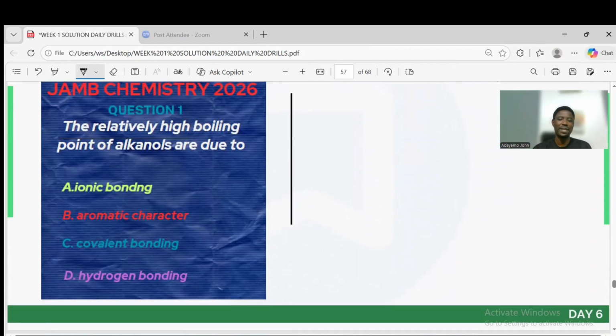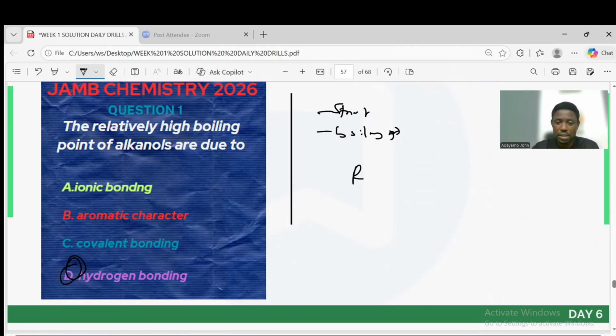The relatively high boiling point of alkanols is due to hydrogen bonding. Hydrogen bonding actually affects two things, the structure and also the boiling point. Please take note. It's hydrogen bonding that makes ice able to float on water. Let me show you why hydrogen bonding corresponds to a high boiling point.